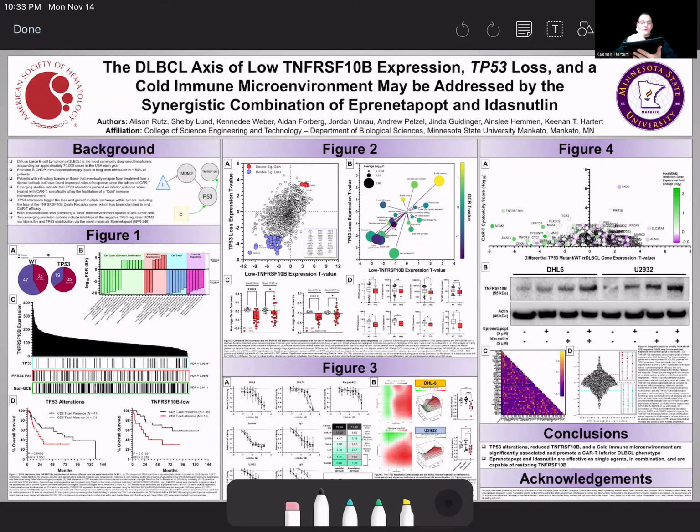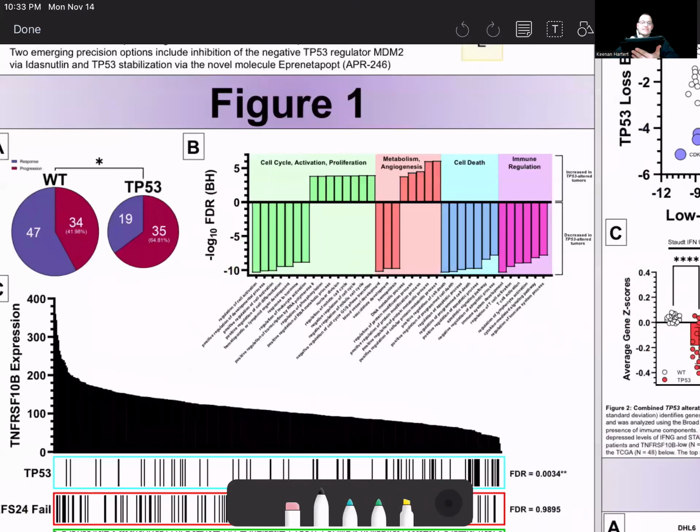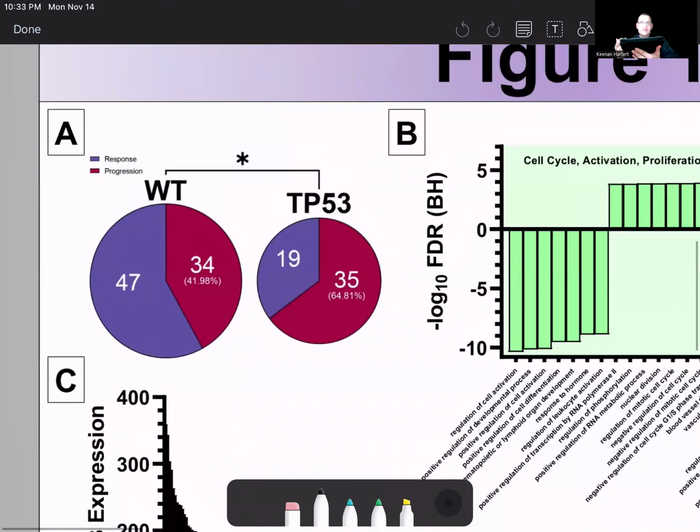So let's go ahead and go through. Main gist is that DLBCL, the most common blood cancer, with P53 mutations, obviously bad. What we're finding is that when treated with CAR T in the relapsed or refractory stage, P53 again is sort of rearing its ugly head.